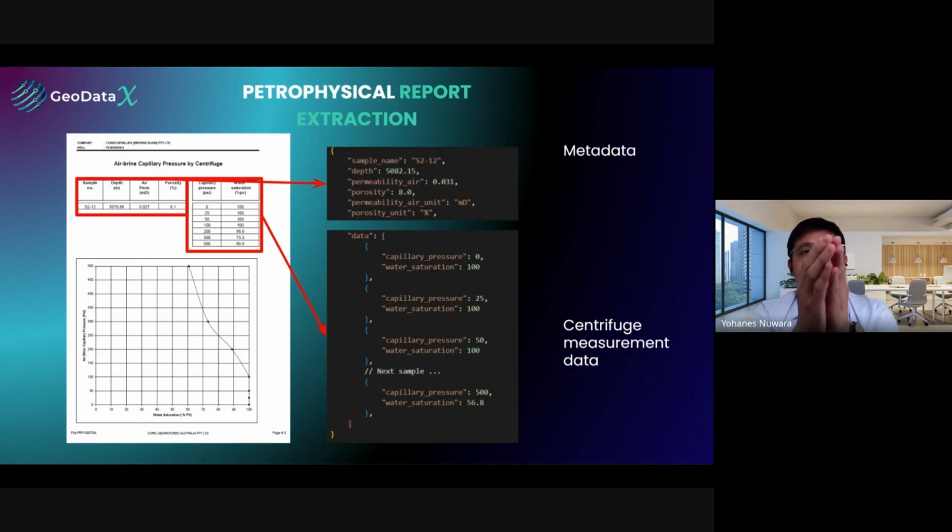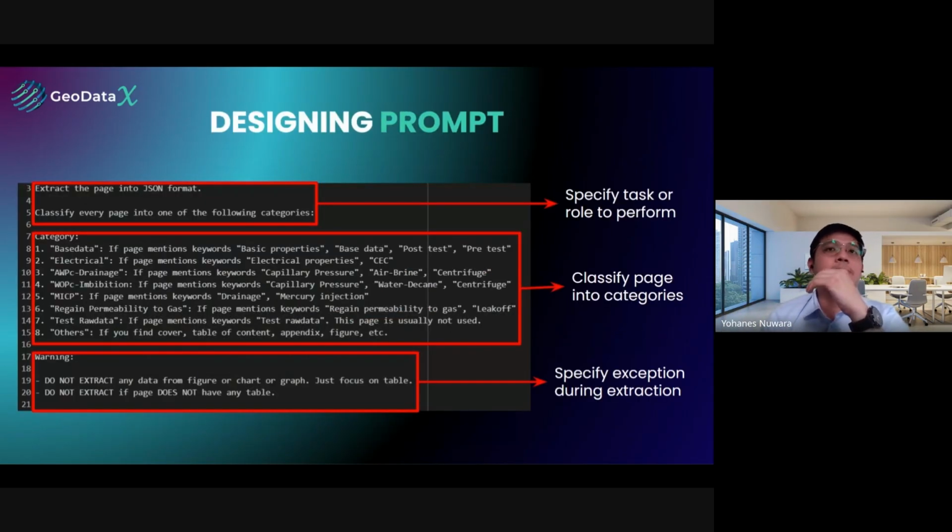So this is how we design our data extraction. First, if we look at this report, it has two important kinds of data. The first one we can call the metadata, which consists of sample number, permeability, and porosity. Here is an example of a petrophysical report, the MICP, and then we have this data on the right side here. So here we can divide these two kinds of information in the report.